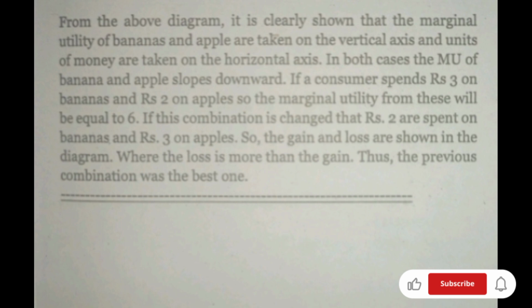The marginal utility of apples and bananas is taken on the vertical axis and units of money are taken on the horizontal axis. In both cases the marginal utility of banana and apple slopes downward. If the consumer spends 3 on bananas and 2 on apples, the marginal utility from those will be equal to 6 units. If this combination is changed, so that 2 are spent on bananas and 3 on apples, the gain and loss are shown in the diagram, where the loss is more than the gain. Thus the previous combination was the best one.